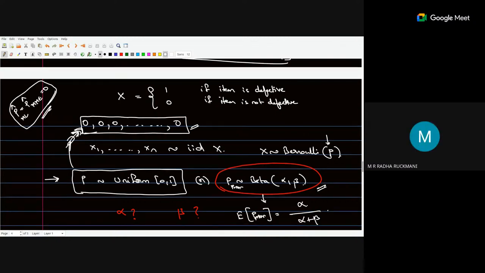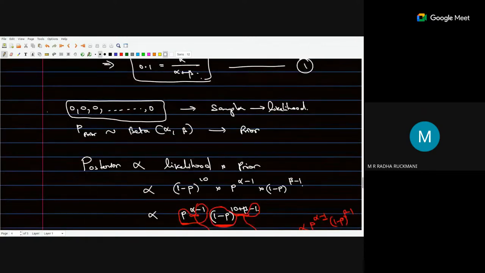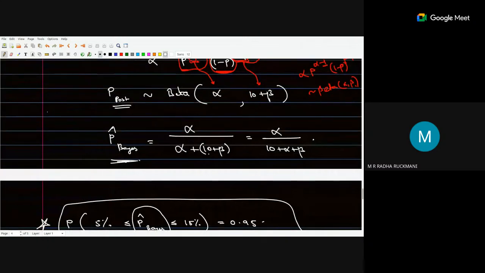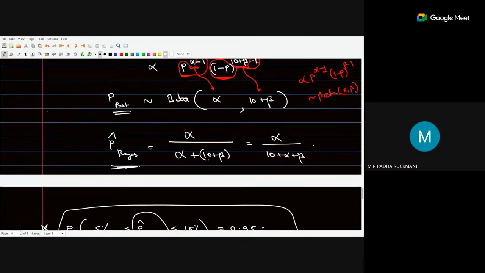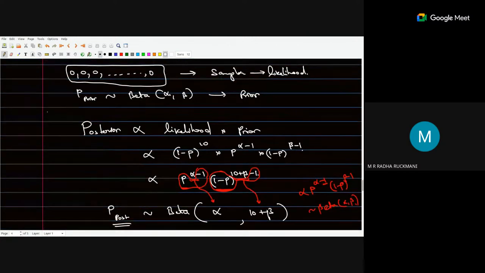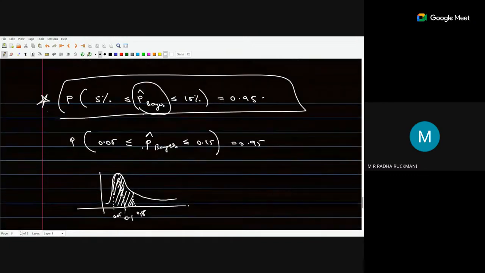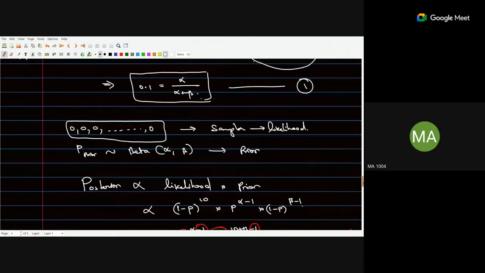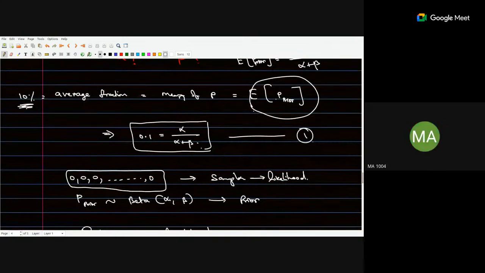Sir, you said with the tables you can find alpha and beta. So with the tables you'll be getting one value, right? Probability of 0.05 less than or equal to alpha by alpha plus beta plus 10 less than or equal to 0.15 is equal to 0.95. You get one value, so you equate that value to alpha by 10 plus alpha plus beta, is it? So you get one equation in terms of this. Okay, correct. We already have the other one, so you have two equations, two unknowns, and you can solve for alpha and beta.